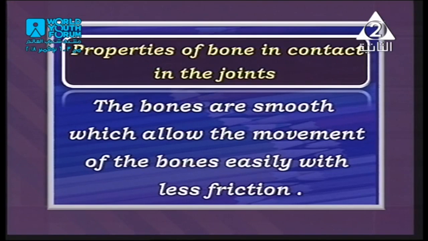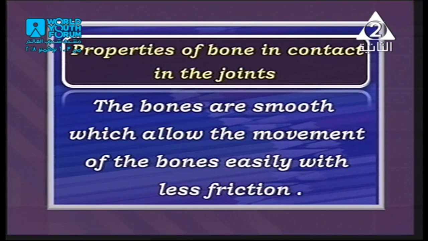So from the property of the bone in contact within the joint, in this type of synovial joint, they are covered with a delicate layer of transparent cartilaginous substance, and the bones are smooth. And what does it mean? This means they allow movement of bones easily with less friction, to decrease and lessen the continuous corrosion of the bone. Okay? After that, we have an example.